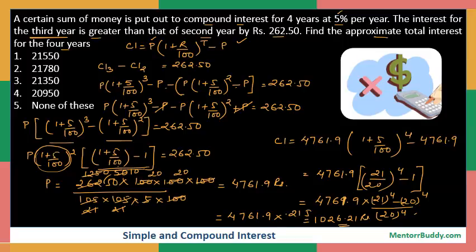So the interest for 4 years comes out to be 1026. I can write it once again. It is 1026.21 rupees. So this should be the interest for 4 years when the calculation is done based on the question given. So I hope the method and the concept is clear to all. Now this option is not available in the given 4 options. So what we can do is the fifth option, which says none of these, becomes your answer.